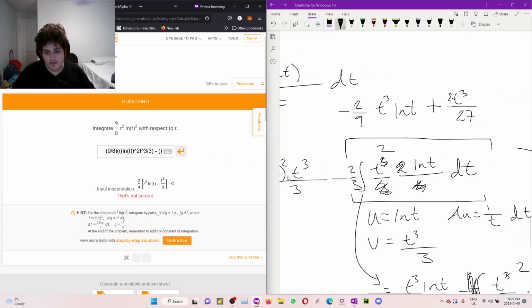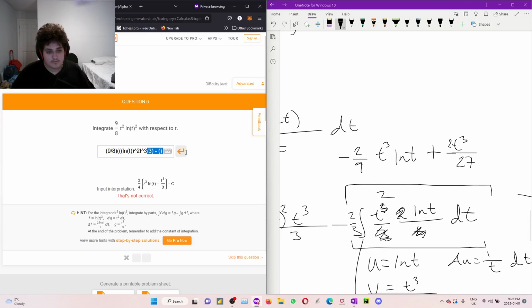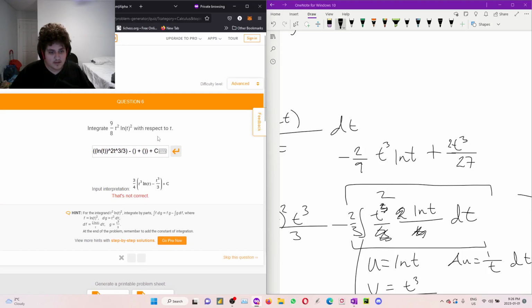Here we have minus 2 over 9. Before it was just 2 t cubed ln t by 9. Here it's just 2t cubed by 27. That's it.